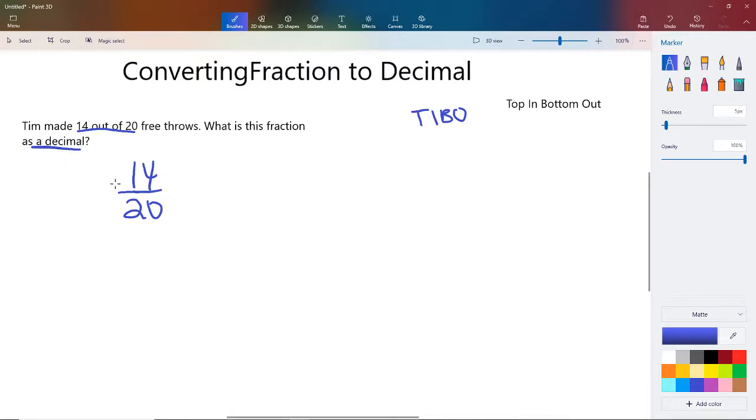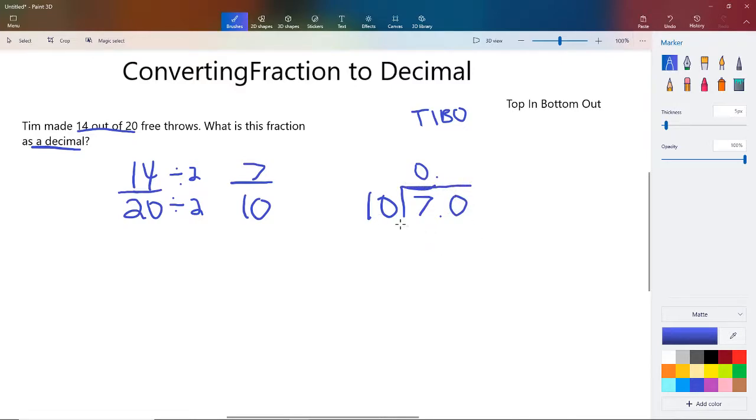So we know we use TIBO to turn fractions into decimals. Before we do TIBO, we need to see if I can simplify this to make my life easier. So can a number go into both 14 and 20 evenly? Well, 2 can because they're both even. 14 divided by 2 is 7. 20 divided by 2 is 10. Cool. Can't be simplified any further, so we're going to go ahead and go TIBO, top in, bottom out. How many times can 10 go into 7? It can't. It's too big. Bring up our decimal.